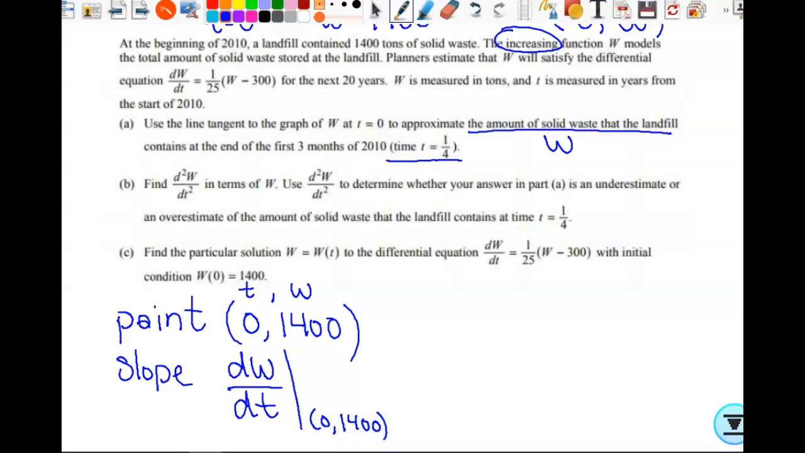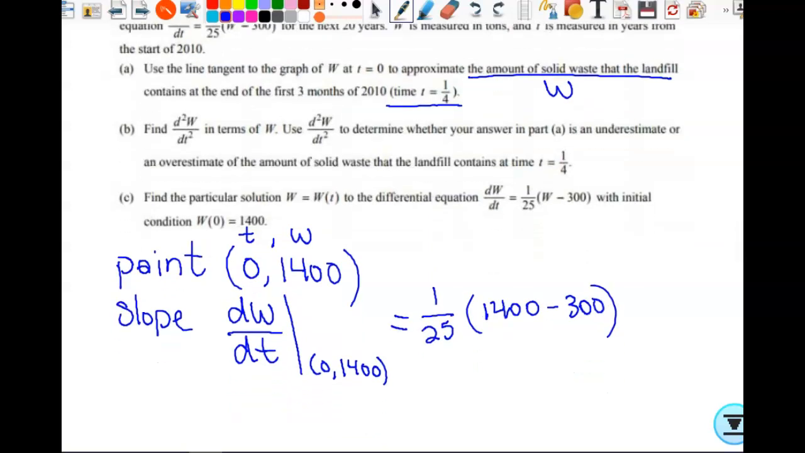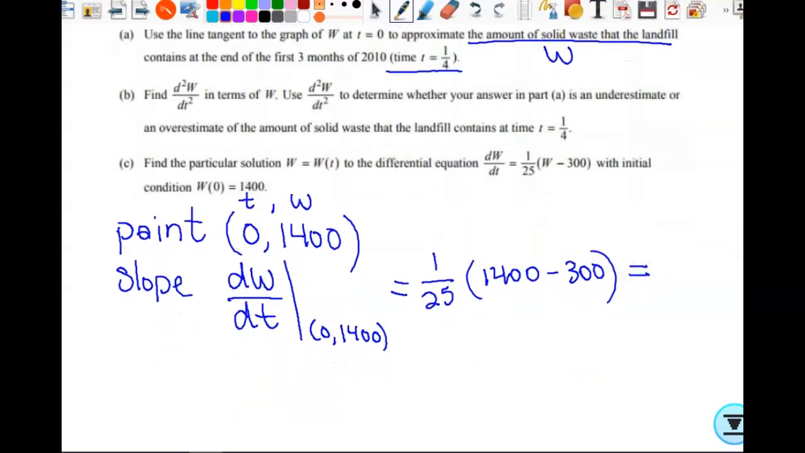But this is a situation where that rate of change only depends on W. So 1/25th times W minus 300, so 1,400 minus 300. This was a non-calculator question, so I don't have to do too much of the arithmetic here. I would go ahead and say 1,400 minus 300 is 1,100 and maybe leave it like that. You could go further, but we don't have to.